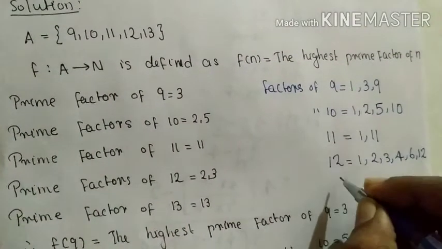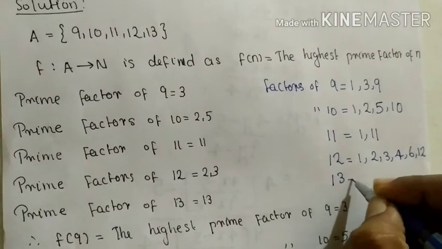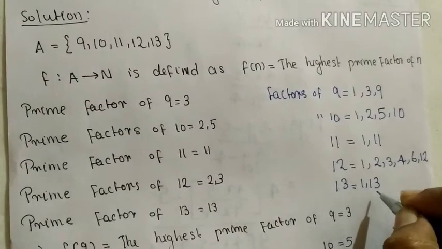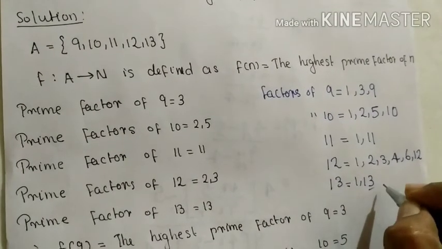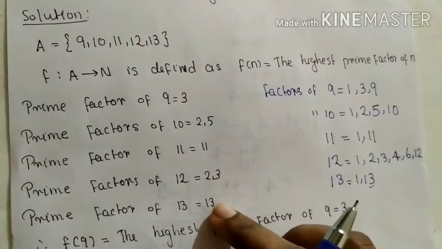Next we need to find the factors of 13. The factors of 13 are 1 and 13. In this the prime number is 13 only. So the prime factor of 13 is 13.